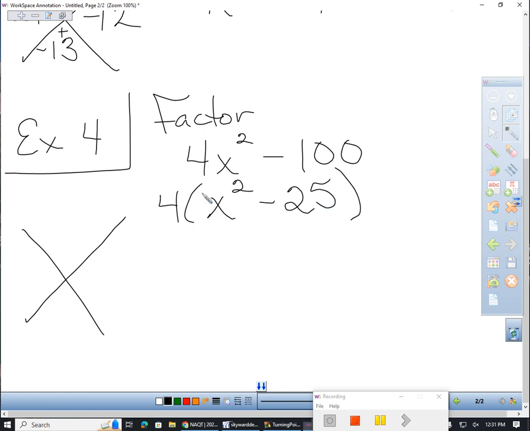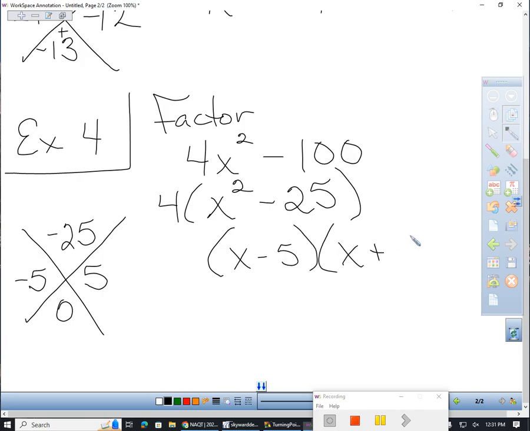Last number times the first, and my first is a 1, so I get negative 25 on top. What is my middle number here? 0. Good. So what are the sides? Would that multiply to negative 25? Oh wait, no. Negative 5 and positive 5. So our factors would be x minus 5 and x plus 5. And then what do I have to put in front?